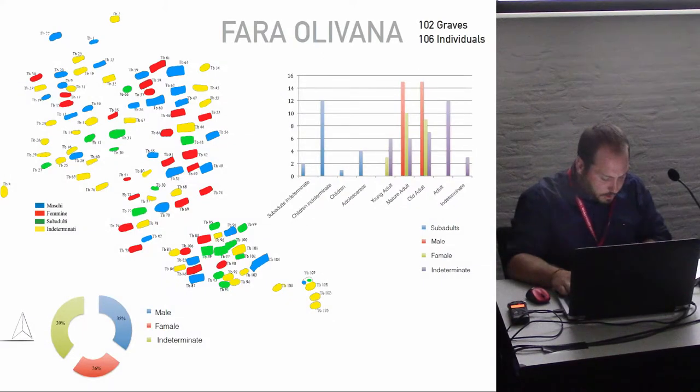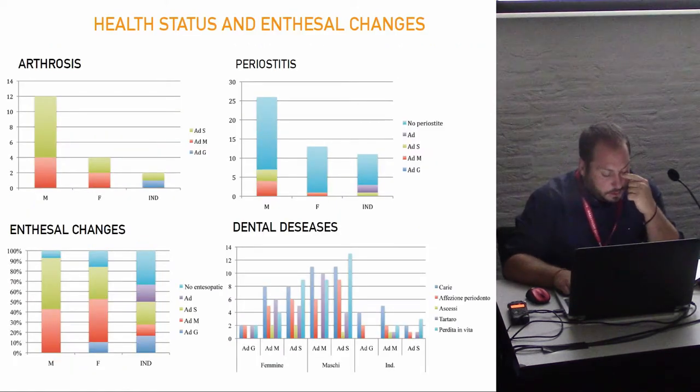About Fara Olivana, the early medieval cemetery includes 106 individuals, 20 subadults and 86 adults. The adults were 31 males, 22 females, and 34 indeterminate. The general health was fair, with a sturdy build for both males and females, and an indicator of good health status is the small number of diet-related diseases in children. Only a few cases of hypoplasia and cribra orbitalia were found. Few cases of non-specific infection, metabolic disease and tumors were also found, but the small number doesn't change the general picture.